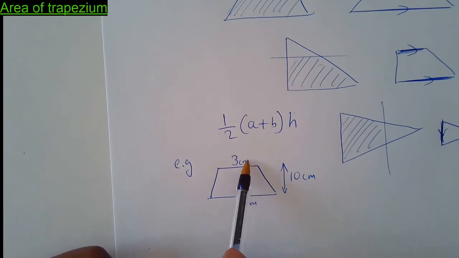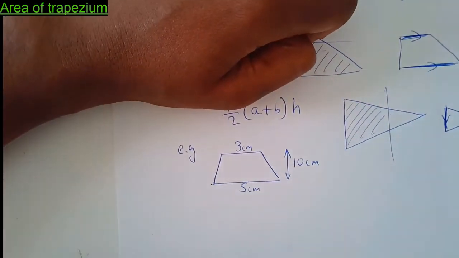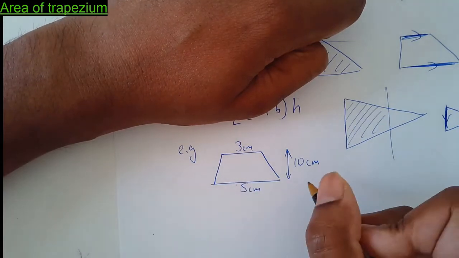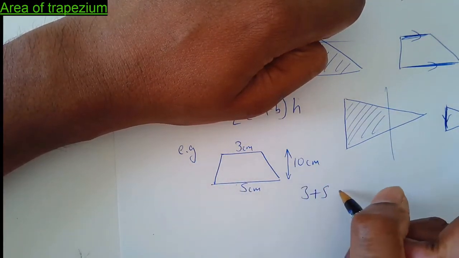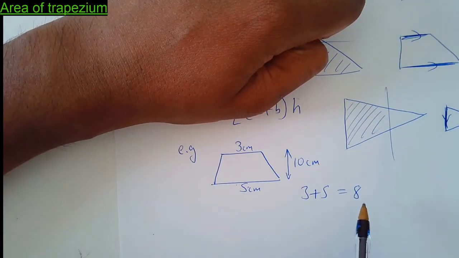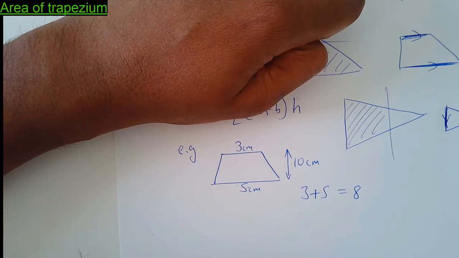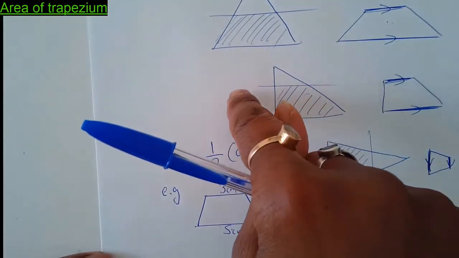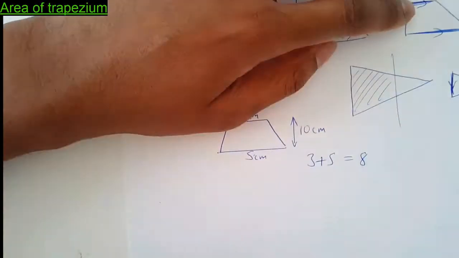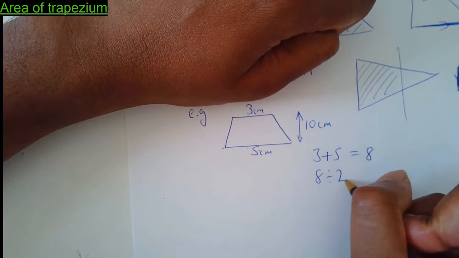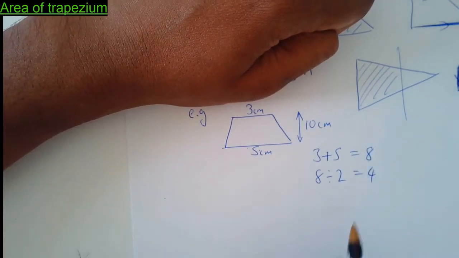If you recognize that this is a trapezium, this is what you need to do. First of all, add up the two parallel sides. That's the first thing you do. 3 add 5 is 8. Then what you do to the 8 is that you half it. A good way to remember that is, if you remember that I chopped the top off of a triangle to get a trapezium, so you can just half it. 8 divided by 2 is 4. So that's the second step.